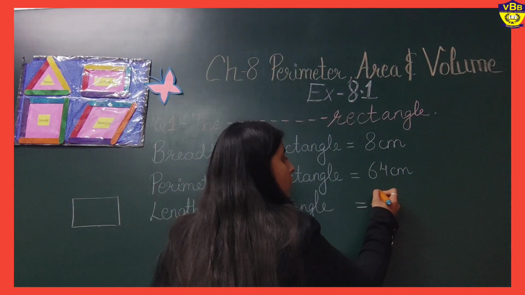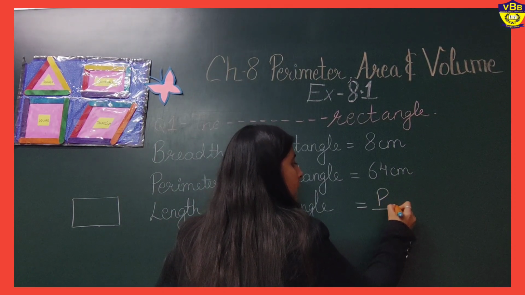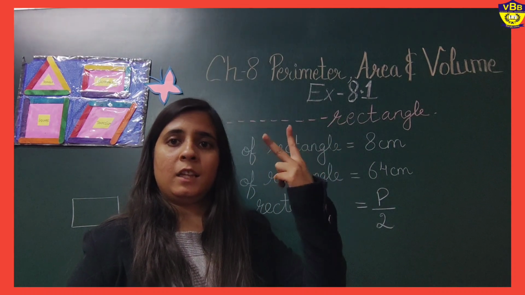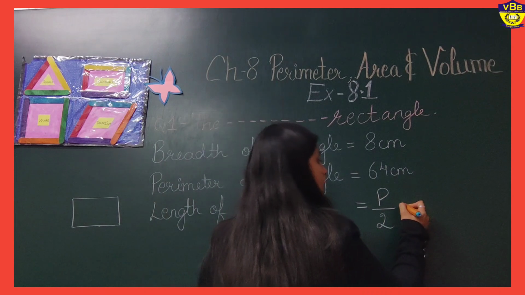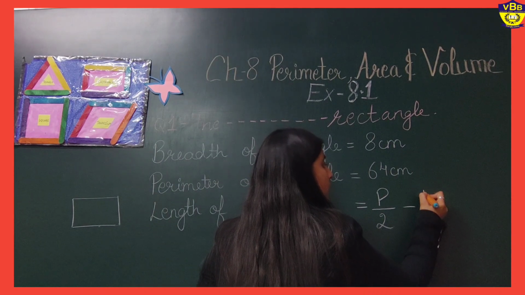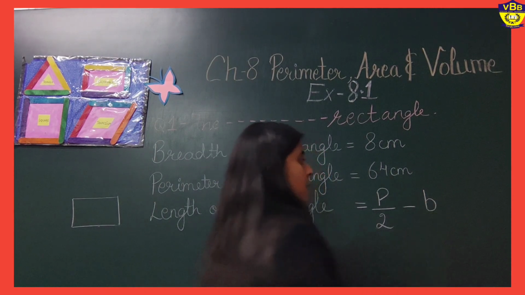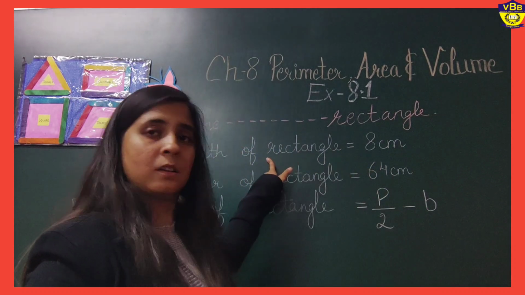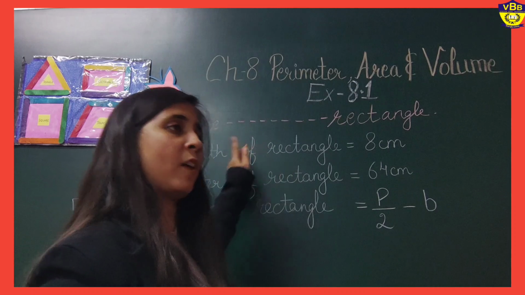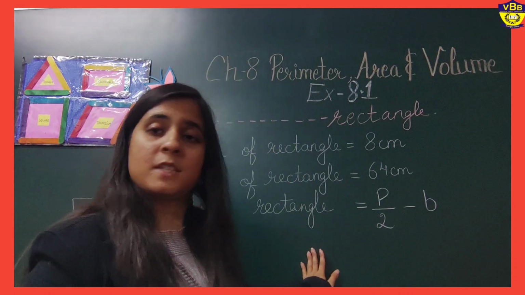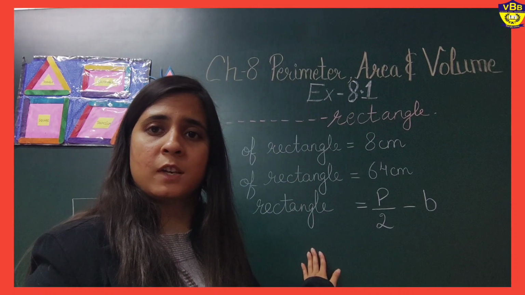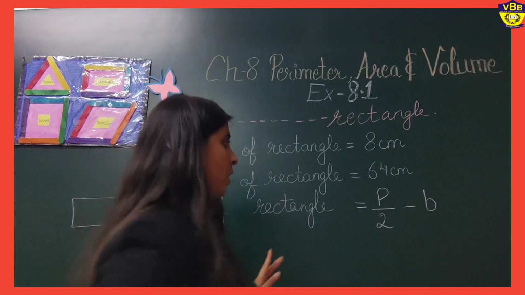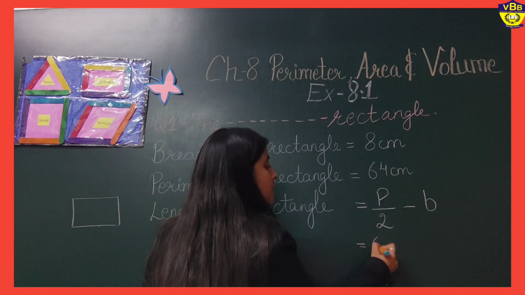What do we do? We divide the perimeter by 2. Why are we dividing by 2? Because there are 2 lengths, 2 breadths, and subtract the value of breadth. In this case, we are subtracting the value of breadth because we know the breadth. If the question says find the breadth and length was given, then instead of B, we can write L. Alright, so let us do it.